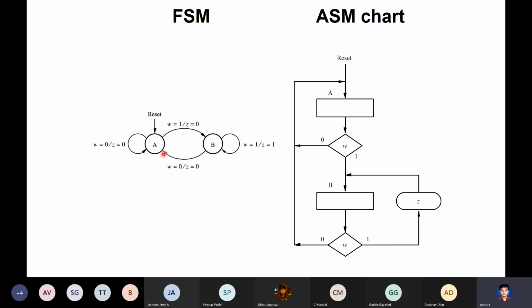The rest is simple. You start with reset and move to A. Z is 0, so I have not listed it. Check your W. If W is 0, you loop back to A. Z is still 0. If W is 1, move to B. At B, you check the value of W. If W is 1, then you output Z equal to 1. Else you loop back to A. Okay, so this is very simple.